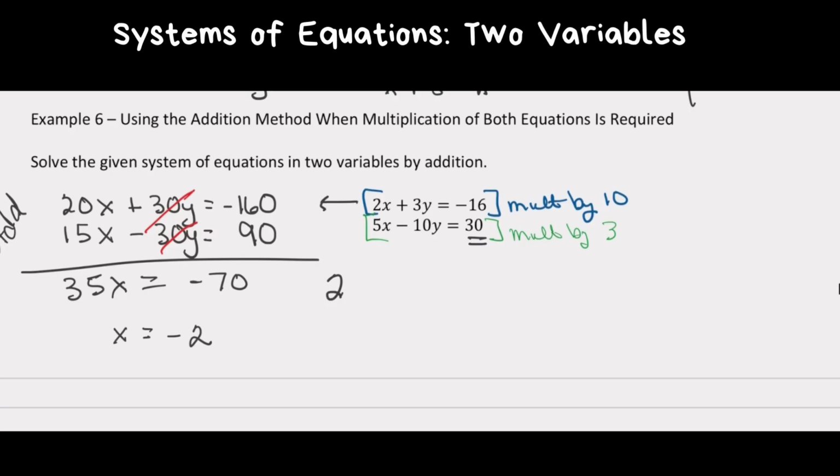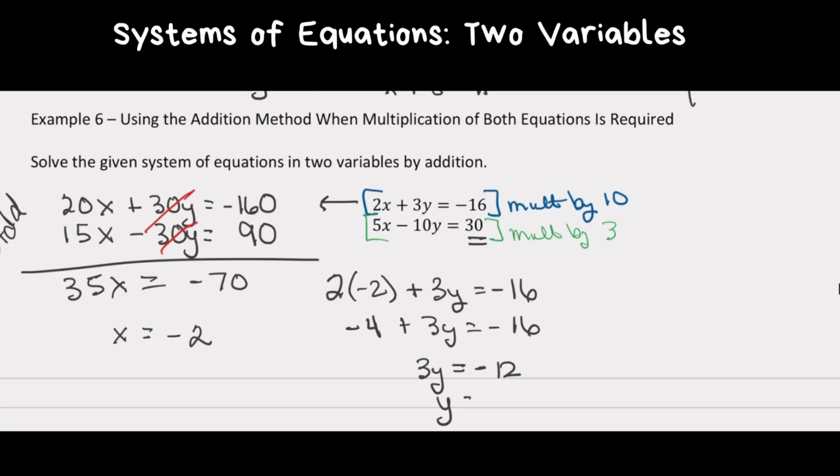2 times x plus 3y equals negative 16. So negative 4 plus 3y is negative 16. Add 4. Positive 3y is equal to a negative 12. Divide by 3. Y is equal to a negative 4. So my solution here is negative 2, negative 4.